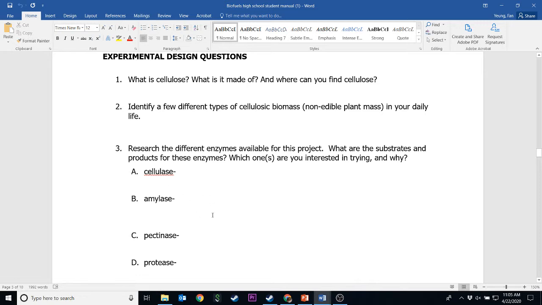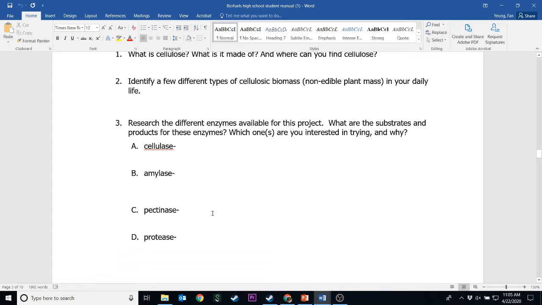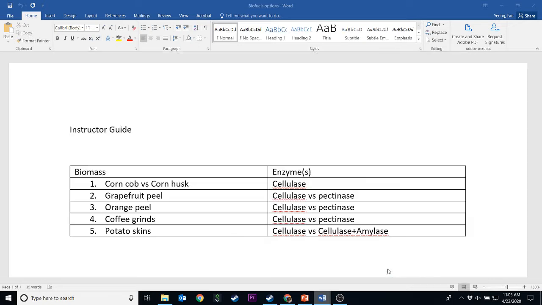So you should do these 3 first. After you do these 3 questions, I already posted these biofuel options on D2L in the biofuels folder. Option 1, we have a group using 2 different biomass, corn cob or corn husk, and they use only 1 enzyme.